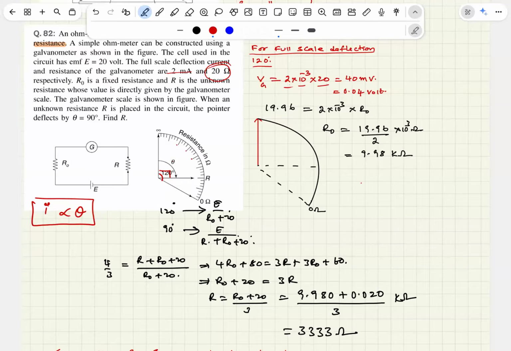Any doubt? Any doubt in this question once again? Boys and girls, any doubt? Sure.